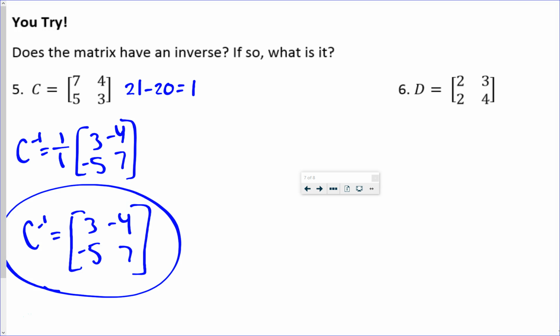You have to put the C -1. That's how you show inverse. Guys, listen. She had a good question. If I just said C equals all of this, that's wrong. C does not equal this. C equals 7, 4, 5, 3, right? C inverse. That -1 is important. That shows inverse. C inverse equals 3, -4, -5, 7.